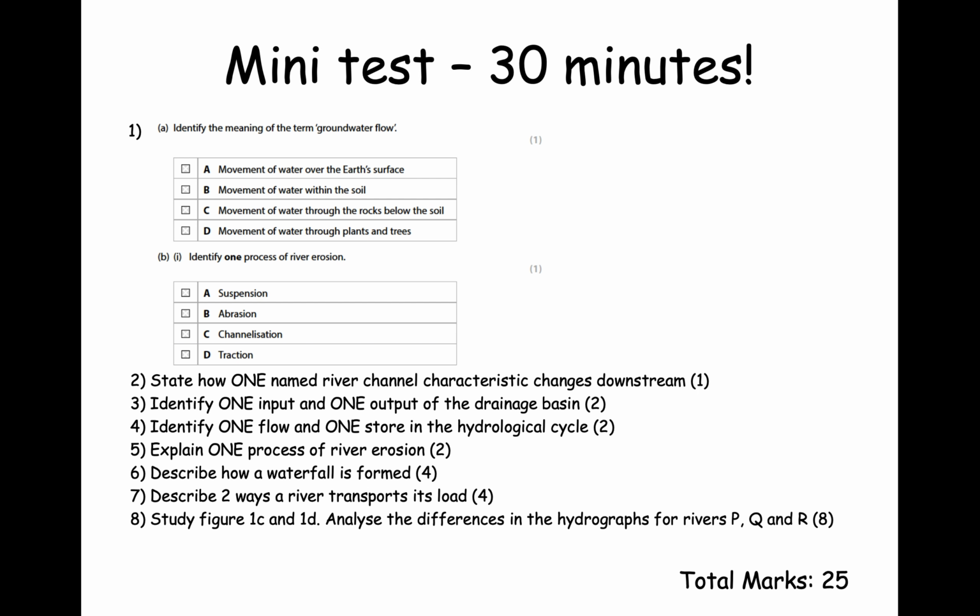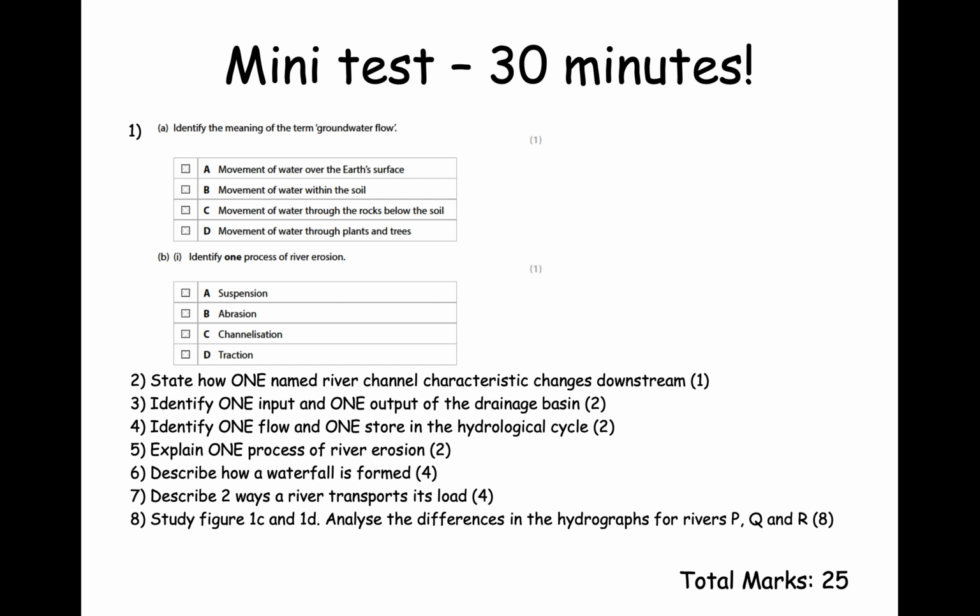So for question 1, identify the meaning of the term groundwater flow. It is C, movement of water through rocks below the soil. Remember, you have the groundwater, the top of which is the water table, and it's that underground layer of water that is always there. Okay, but because there's a lot of soil and rocks and things in it, the water takes a very long time to move through it. It's a very slow movement, the groundwater flow.